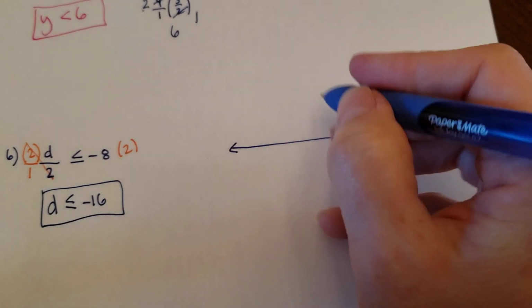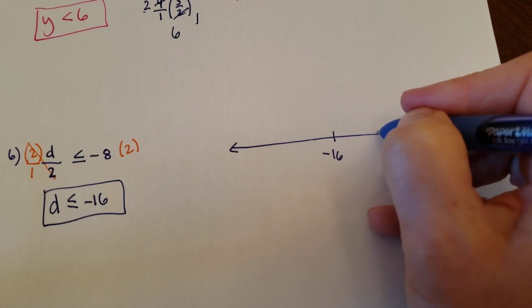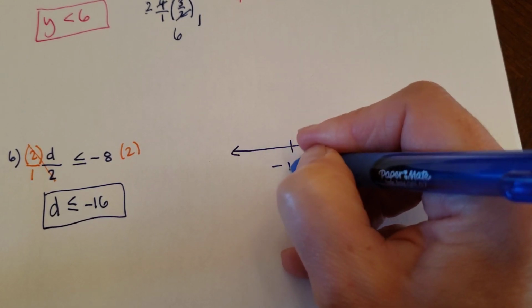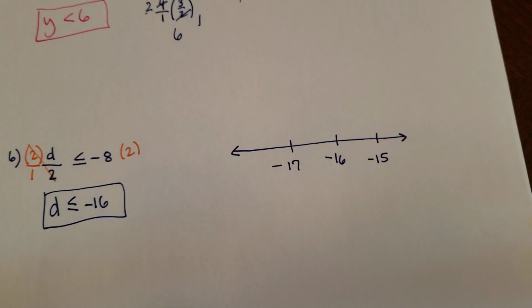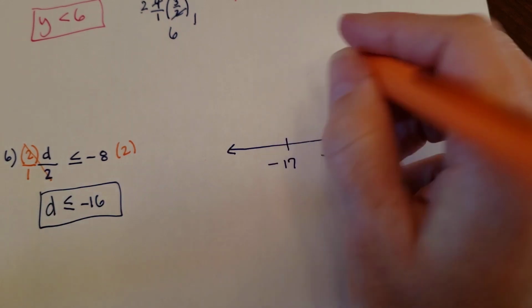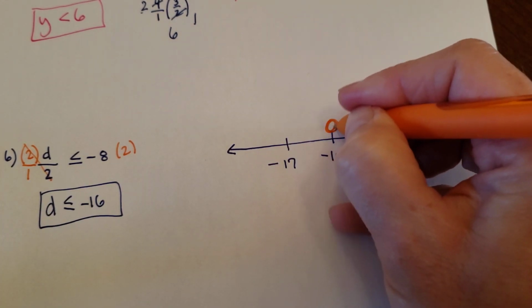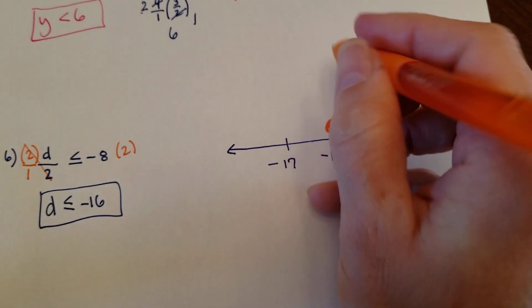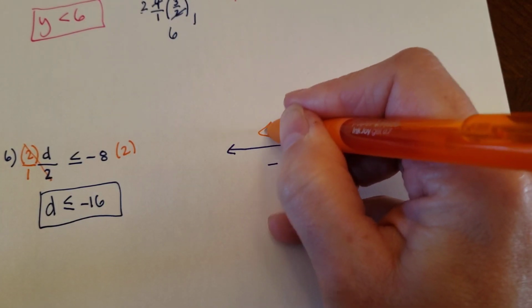For graphing purposes, let's put -16 here, and then we want to go bigger, -15, smaller, -17. There is a bar this time, so we're going to do a solid circle on -16. Close that circle in, points to the left, so we're going to go to the left.